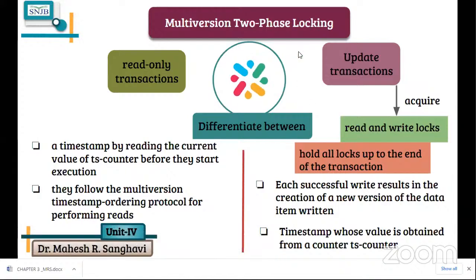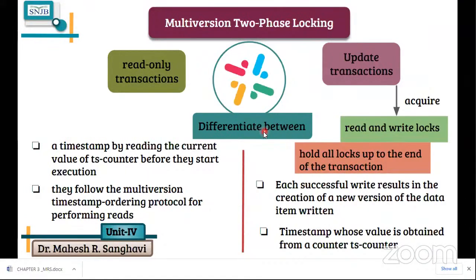टाइम स्टैम्प. नाउ मल्टीवर्जन स्कीम फॉर टू फेज लॉकिंग प्रोटोकॉल. अभी तक ये एग्जामिनेशन में कभी पूछा नहीं गया है, बट देयर मे बी चांसेस एंड दैट इज द रीजन आई एम एक्सप्लेनिंग यू. रीड ओनली ट्रांजेक्शंस विल बी देयर एंड अपडेट ट्रांजेक्शंस विल बी देयर. ओके, हम लोगों ने ये ऑलरेडी टू फेज लॉकिंग प्रोटोकॉल में देखा हुआ है.